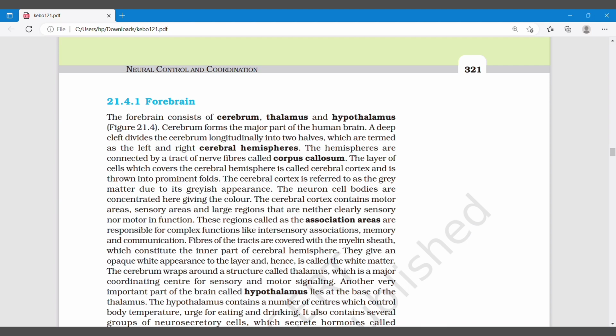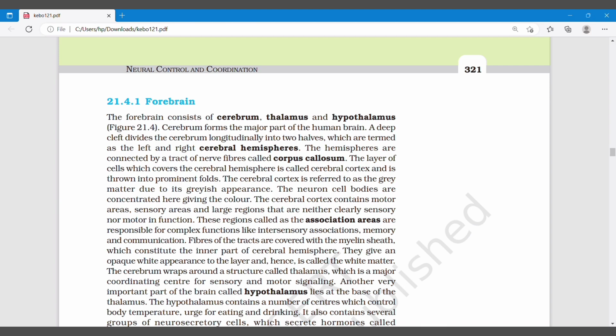Fibers of this tract are covered with a myelin sheath, which constitutes the inner part of the cerebral hemisphere. These give an opaque white appearance to the layer, and hence it is called white matter. The cerebrum wraps around a structure called thalamus, which is the major coordinating center of sensory and motor signaling. Another very important part of the brain is hypothalamus. It lies at the base of the thalamus.